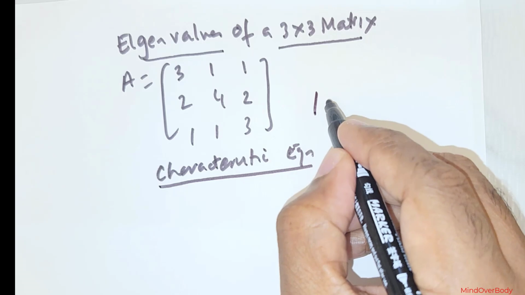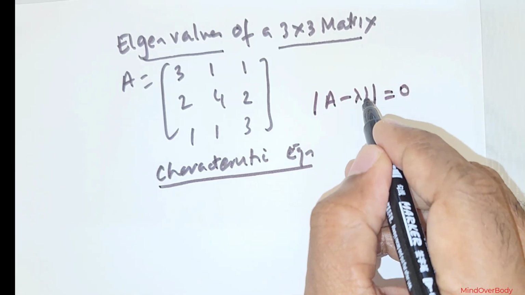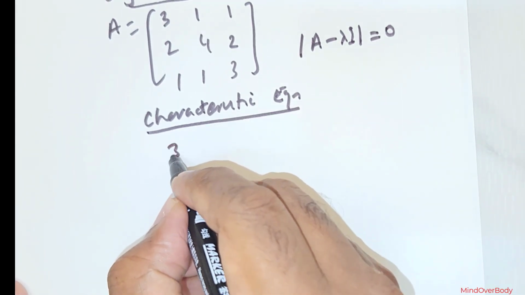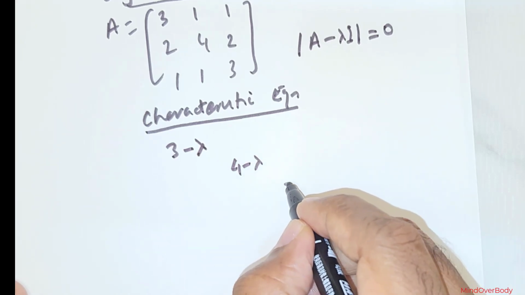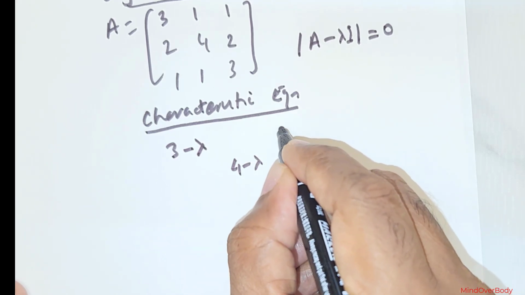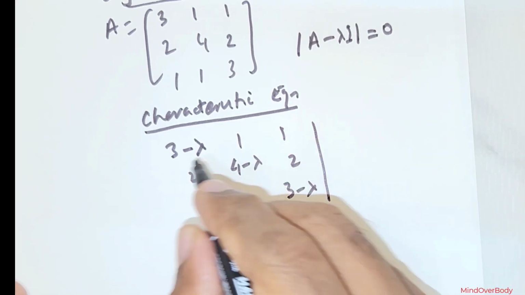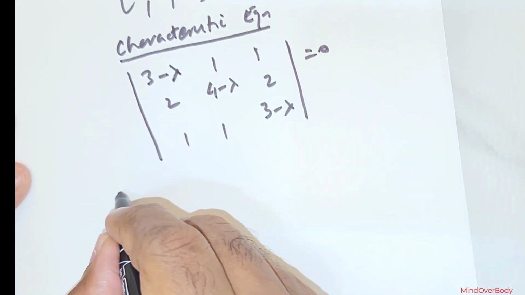So that is of the form A minus lambda I is equal to 0. So this is actually a determinant. So this will be [3 minus lambda, 1, 1; 2, 4 minus lambda, 2; 1, 1, 3 minus lambda], and this is equal to 0. Now we will have to expand this.